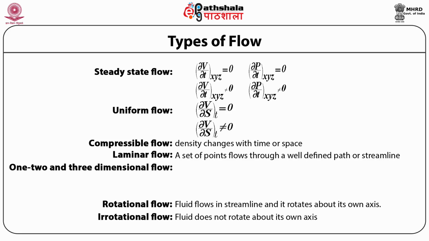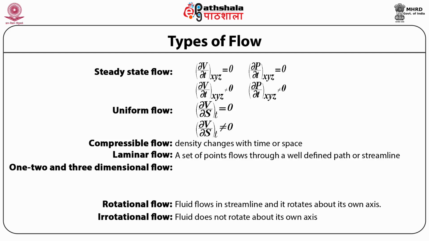Now come to laminar flow. In laminar flow, the fluid particles flow through a well-defined path or streamline. When the fluid particles pass through a well-defined path or streamline, they are called laminar flow. That means there is no turbulence occurring in the flow.